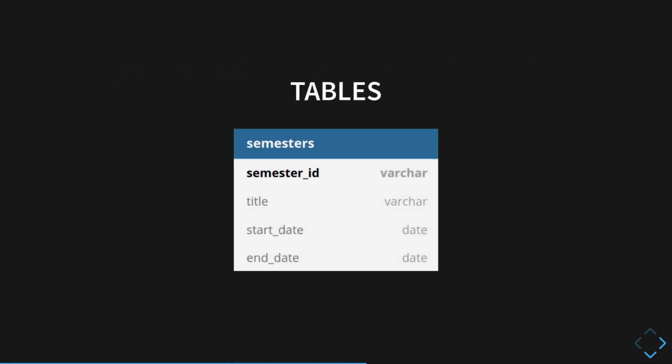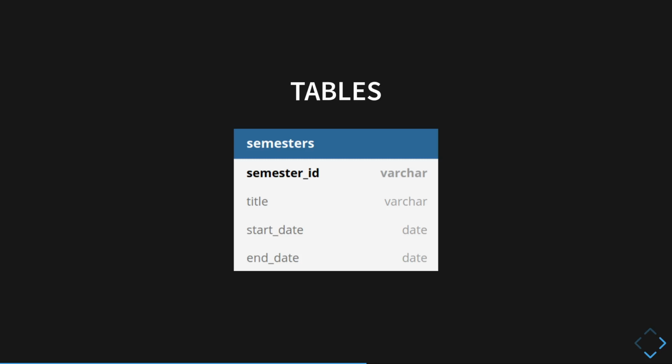There are things called tables. Tables have columns, also called fields, right? So here's something directly pulled from the RCOS database, the semesters table. It has a semester ID. Varchar is short for variant character, just means text. So the semester ID is the unique thing that identifies the semester. A semester also has a title, a start date, and an end date.